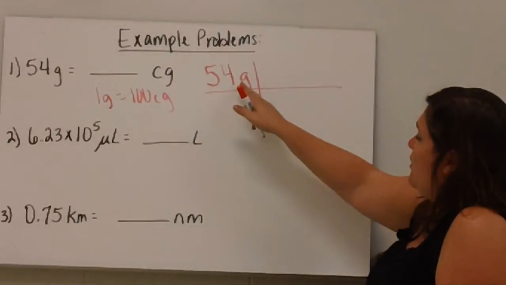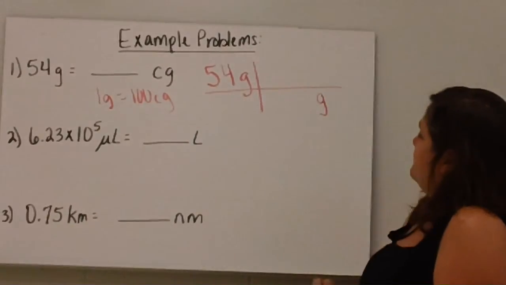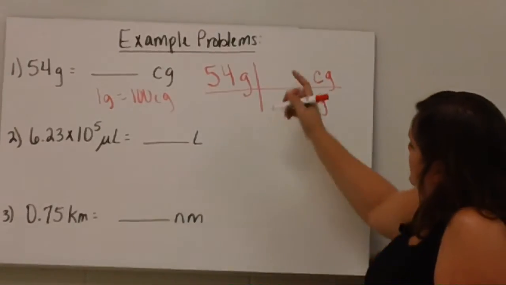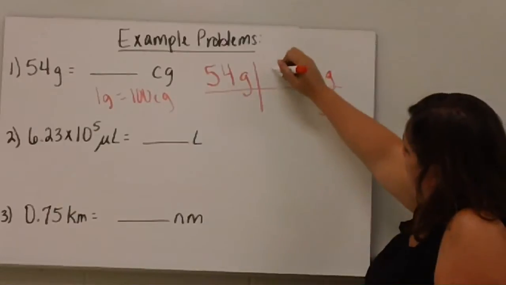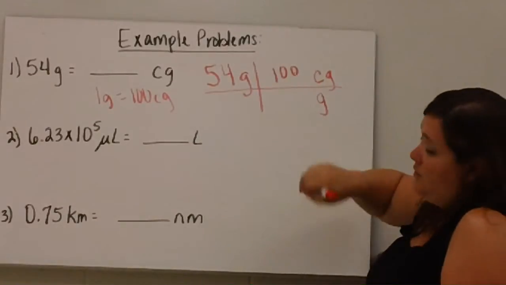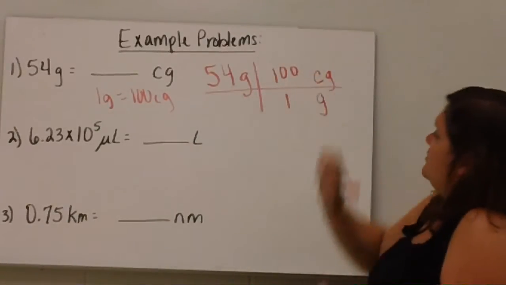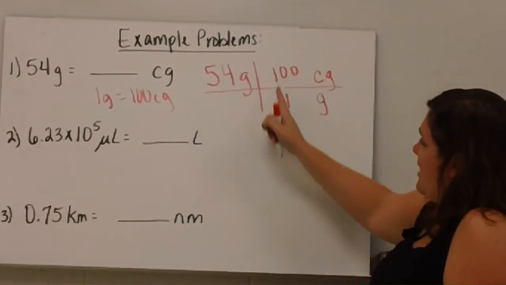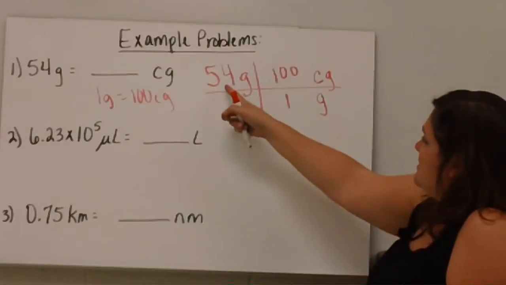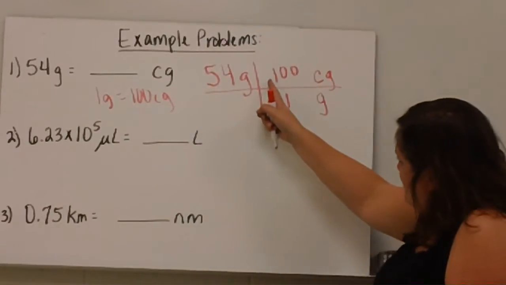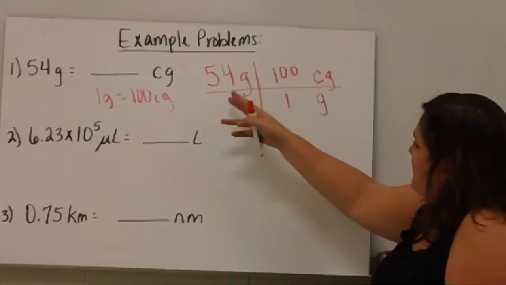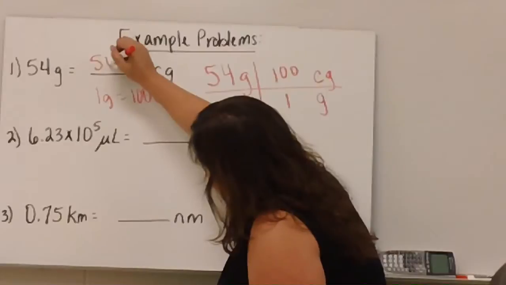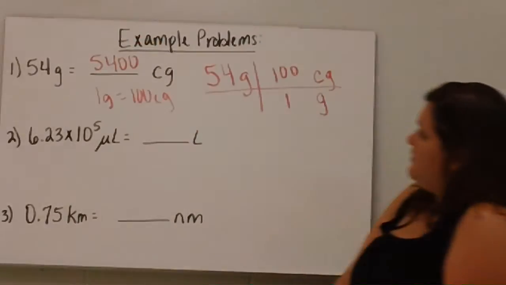So since we no longer want grams, we'll put it on the bottom. The unit we do want, we'll put it on the top. And since both of these two things are equal, we put in how they're equal. So 100 centigrams is equal to 1 gram. This is just like multiplying. You multiply across the top and divide by the things on the bottom. So in this case, we're going to take 54 times 100 divided by 1. So 54 times 100 gives us 5,400. So this would be 5,400 centigrams.